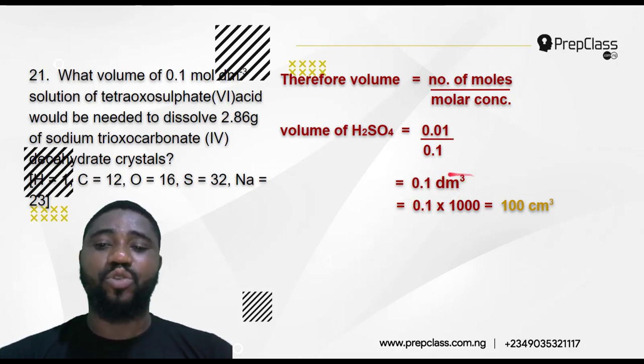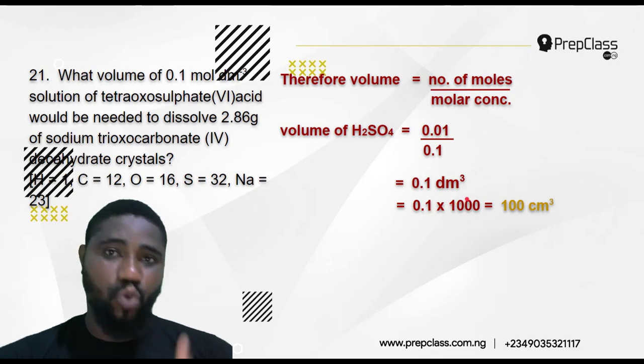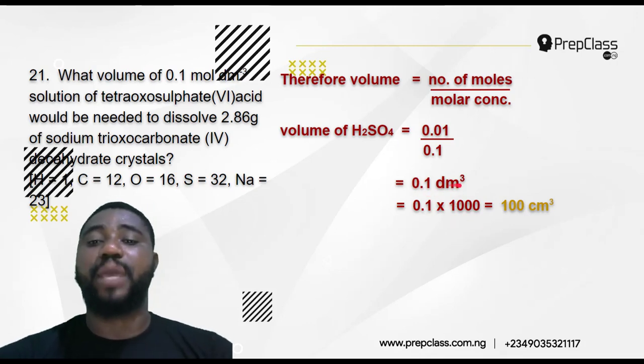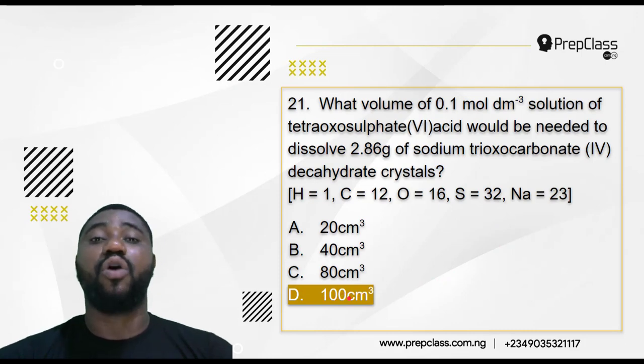So converting it to centimeter cube becomes 0.1 times 1,000, because 1,000 centimeter cube makes 1 dm cube. So 0.1 dm cube becomes 0.1 times 1,000, and that gives you 100 cm cube. So the correct answer to that question is option D, 100 centimeter cube.